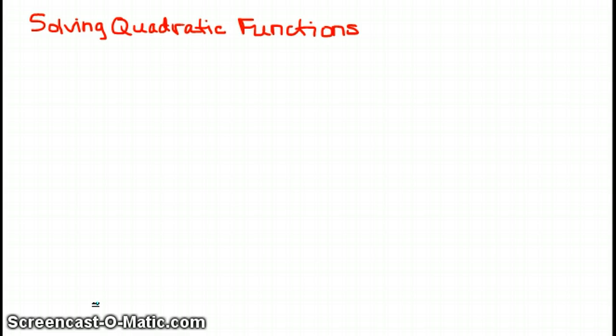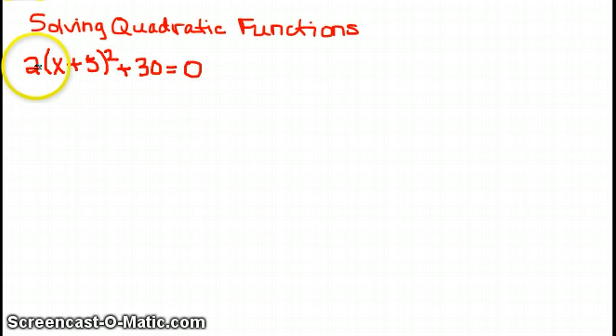If I'm solving by the square root method, one type of problem that I could have would be 2(x + 5)^2 + 30 = 0. Again, we can use the square root method because there's no bx term and we see a quantity that is squared. So our first step is that we're going to subtract 30 from both sides.